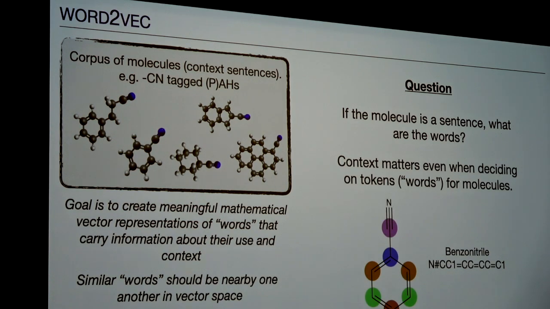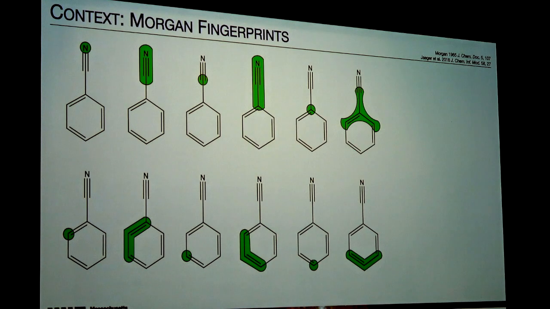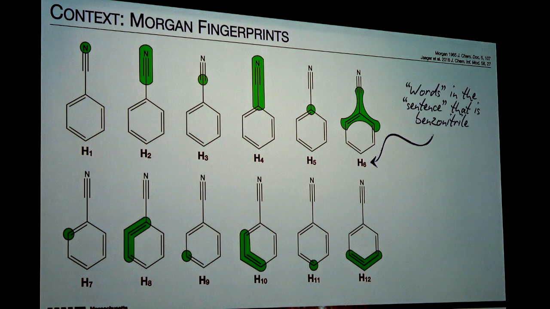No, right? So if we look again at benzonitrile, context matters even when deciding on the tokens. Just knowing that benzonitrile is composed of carbon, hydrogen, and nitrogen is not enough to write the sentence that is benzonitrile. So here are the tokens, right? Each one of these little different pieces. Right? So we have 12 tokens, 12 hashes here for benzonitrile. These are our words in the sentence that is benzonitrile. Right? So the sentence of benzonitrile is H1 through H12.